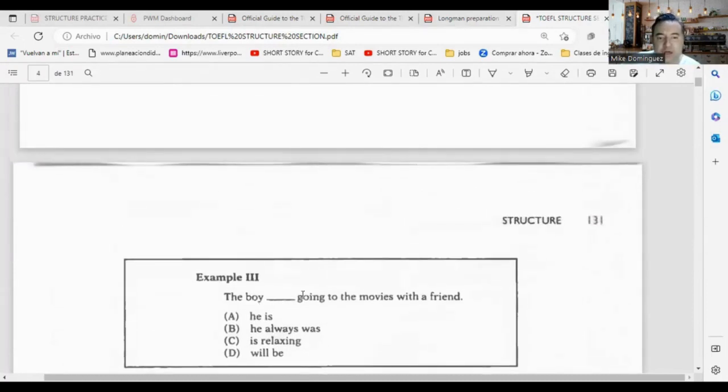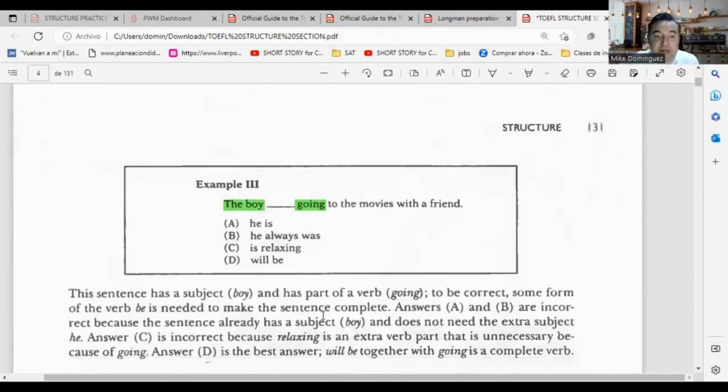"Boy going to the movies with a friend." What is the option? You have the subject. It is very clear that you have a subject here. What else is needed? The verb. But you have a verb here. Oh, you're right. Well, I don't know what is needed. I don't know the structure. Remember the complement, the complementary part of the verb.